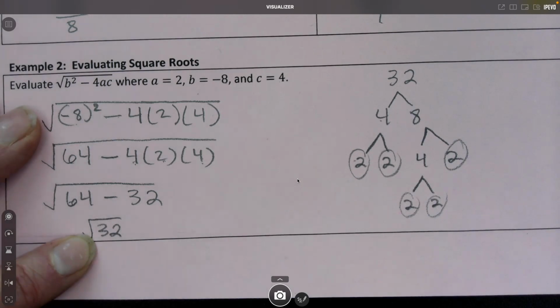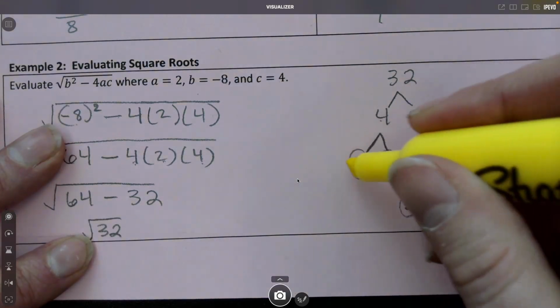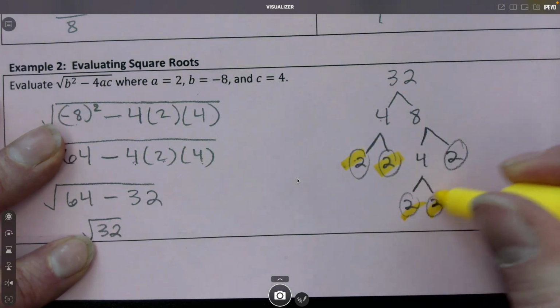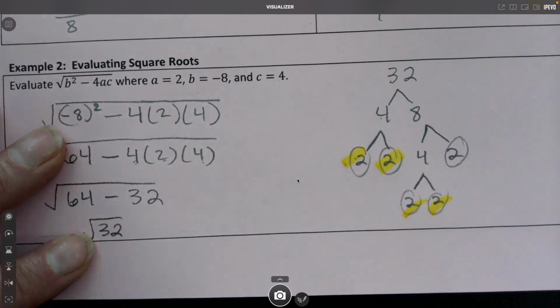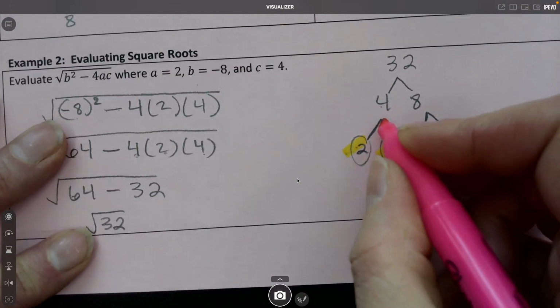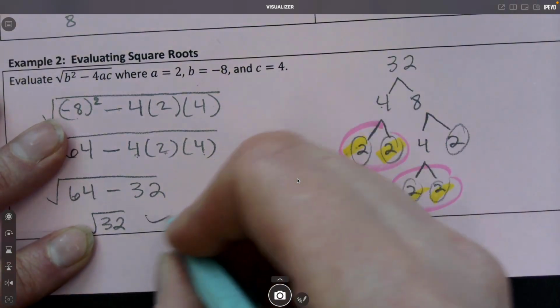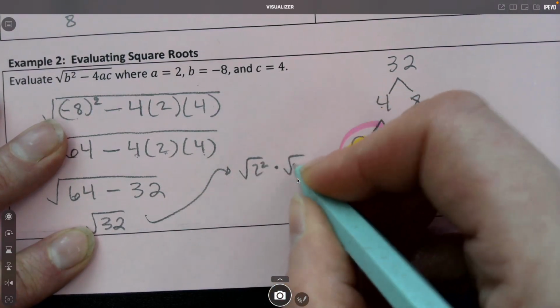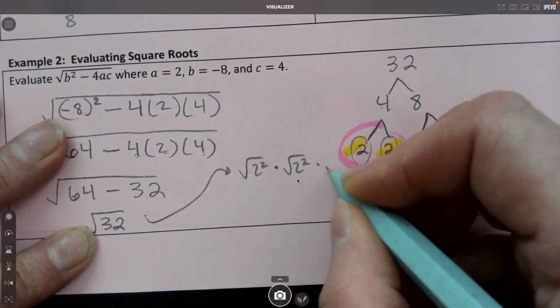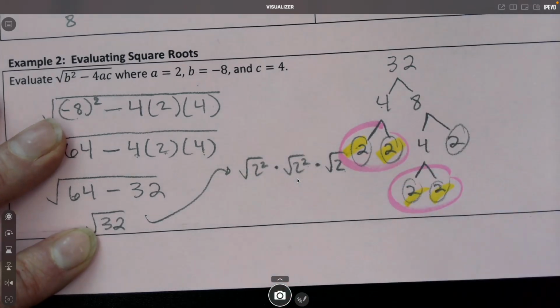So let's remember, anytime we have 2 of the same factor, it's something squared. So this is going to give us a 2 squared. This is going to give us another 2 squared. And we're going to have a 2 left over. So this one's going to be a little bit different this time. This is going to be one pair, and this is going to be our other pair. So let's write it out. So 32, I can now write as the square root of 2 squared times the square root of 2 squared times the square root of 2. And that's because I have 1, 2, 3, 4, 5 factors of 2 there.